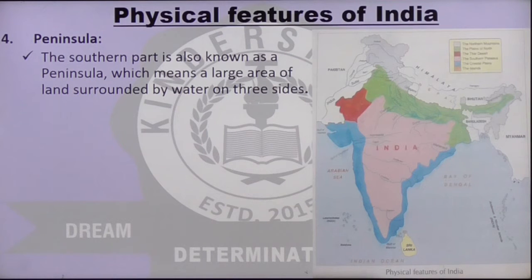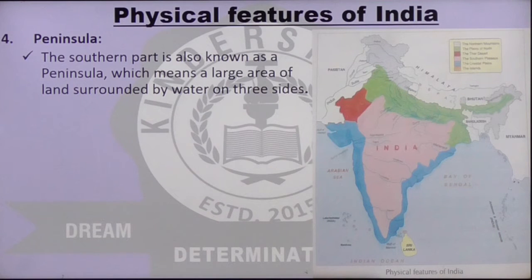On the east, we have the Bay of Bengal, and on the west, we have the Arabian Sea, and down towards the south, we have the Indian Ocean. So, this land mass is surrounded by water bodies on three sides. On the west, we have the Arabian Sea. Did you see that? And on the east, we have the Bay of Bengal, and down there, we have the Indian Ocean, and that's why this place is called the peninsula.